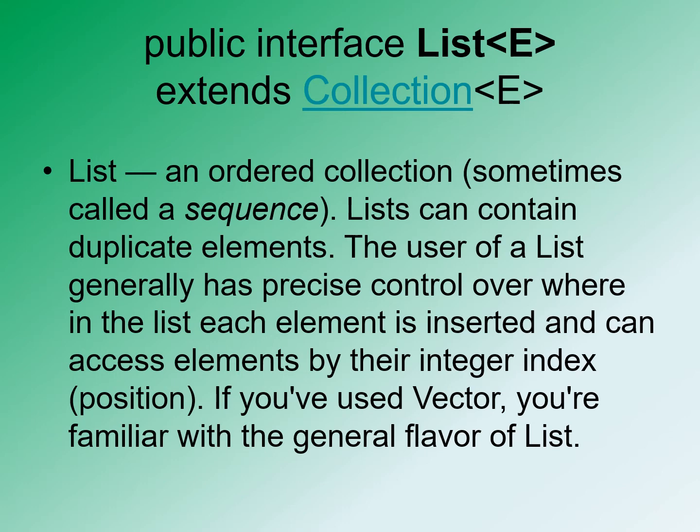Now we will talk about the List interface. It also extends the Collection class and is an ordered collection, sometimes called a sequence. Lists can contain duplicate elements. The user of a list generally has precise control over where in the list each element is inserted and can access elements by their integer index or position. If you have used Vector, you are familiar with the general flavor of List.